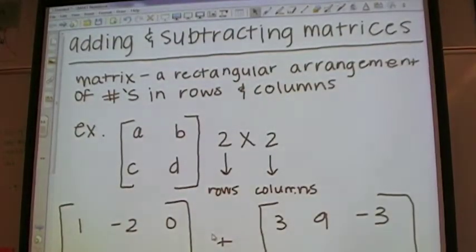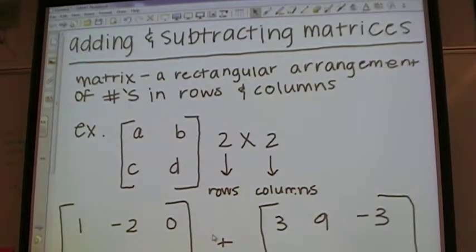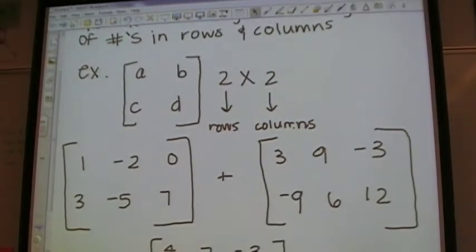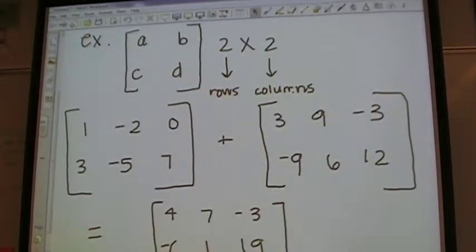We're going to add 2 by 3s. You can only add or subtract matrices that have the same dimensions. You can only add a 2 by 3 matrix to another 2 by 3 matrix. You can't add a 2 by 3 and a 3 by 2. Okay? Question?